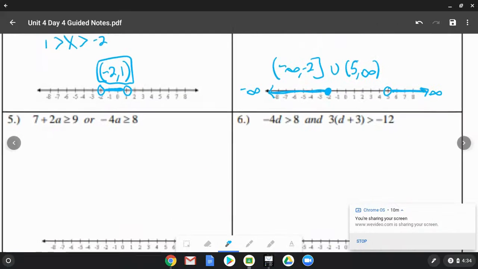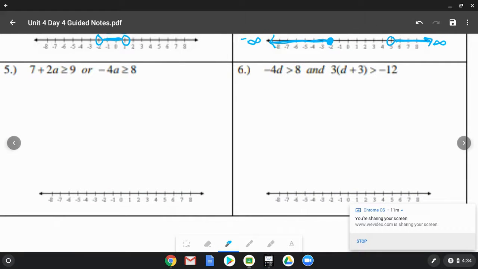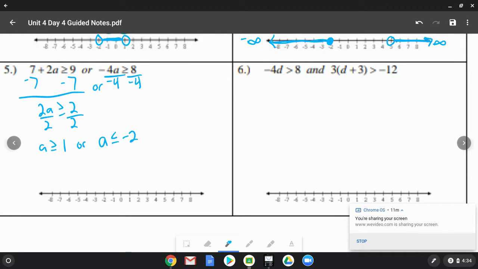And then 5 and 6 are my last two. So now I would subtract 7 on the left side. So I get 2a is greater than or equal to 2, divide by 2, and I get a is greater than or equal to 1. Or I divide by -4. I know when I divide by a negative, that flips that sign. So I'd get a is less than or equal to 2.